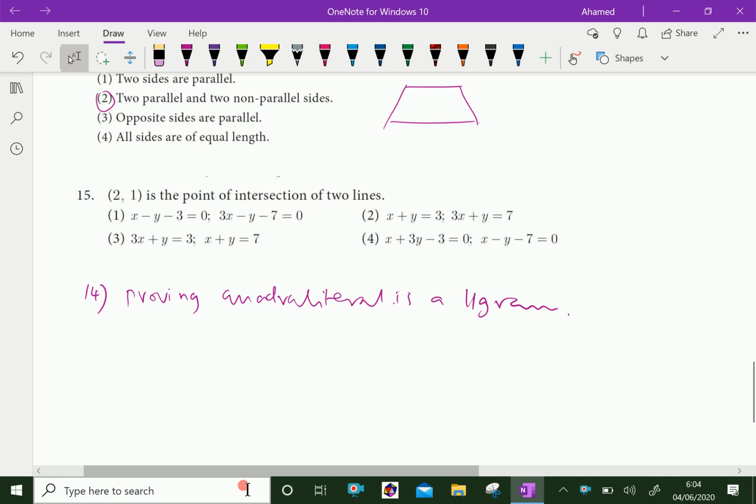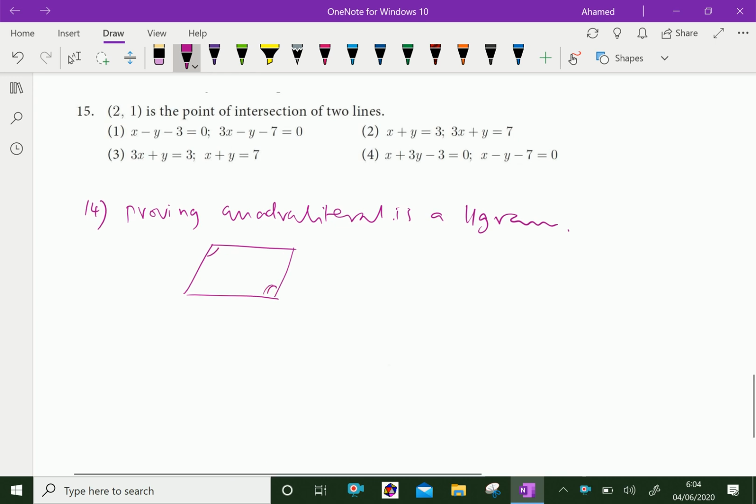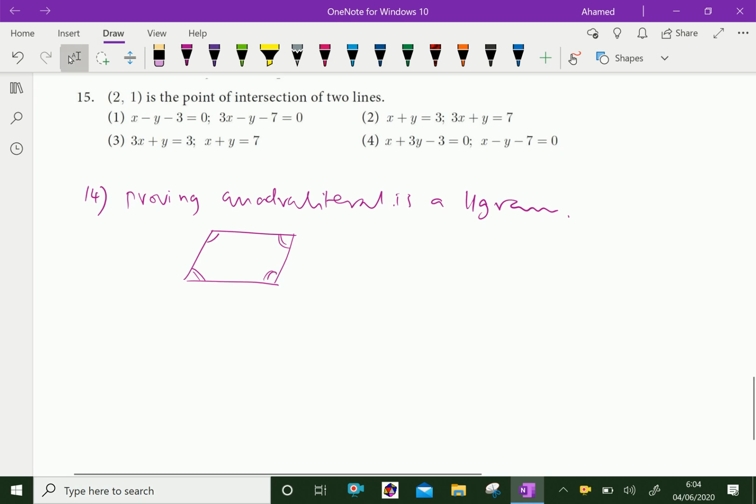So for a parallelogram, look at this parallelogram. Here we have to prove the slopes of two pairs of opposite sides. Here this slope and this slope must be equal. That means the opposite angles of a parallelogram are equal and the opposite sides are equal. So we need the option, the slopes of two pairs of opposite sides. Option 2.